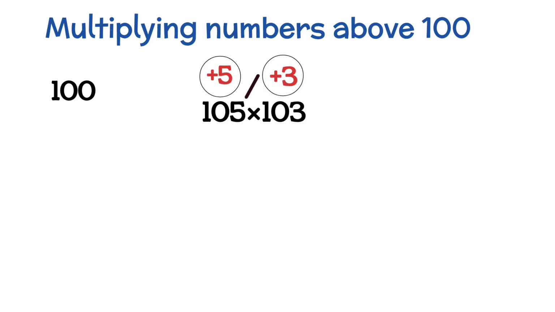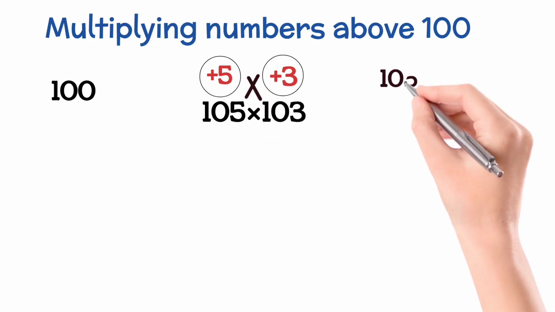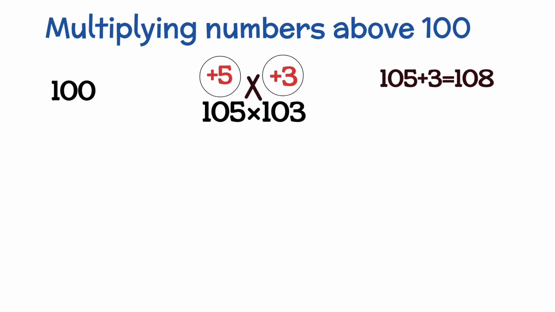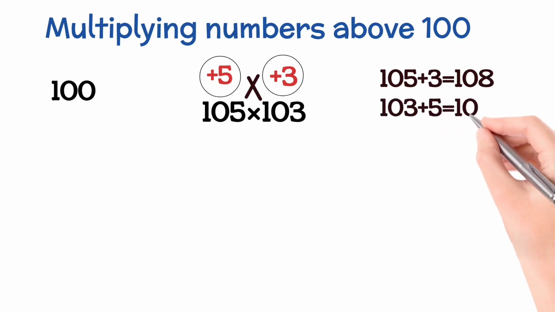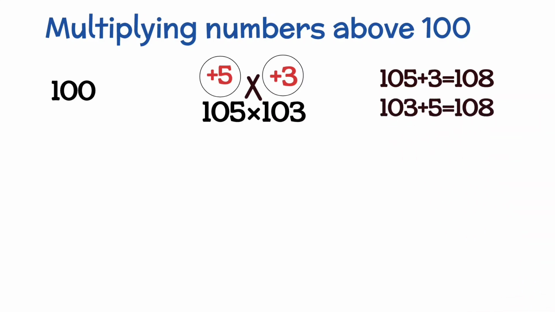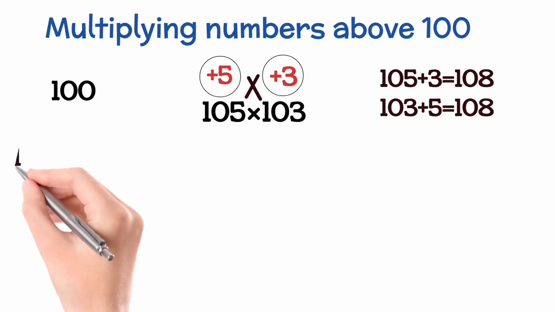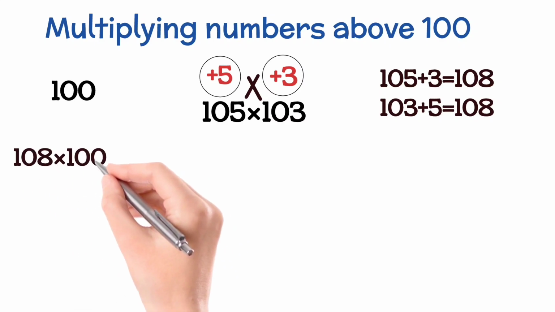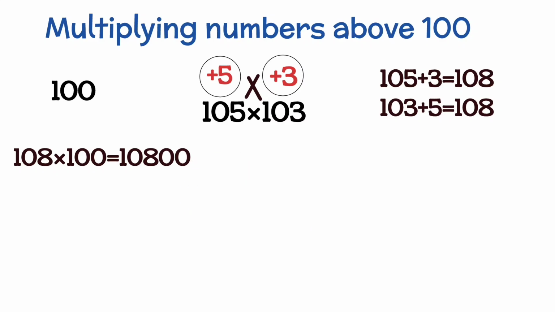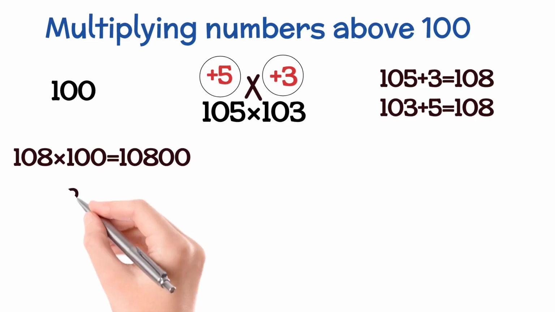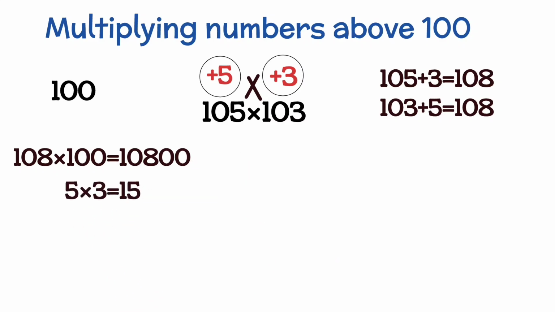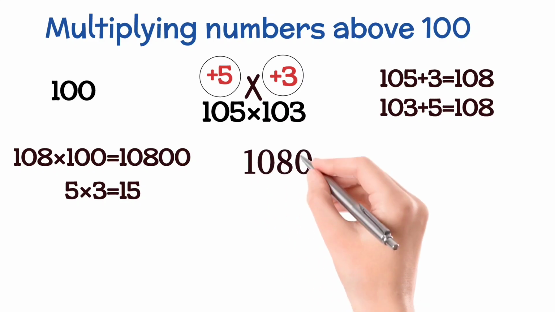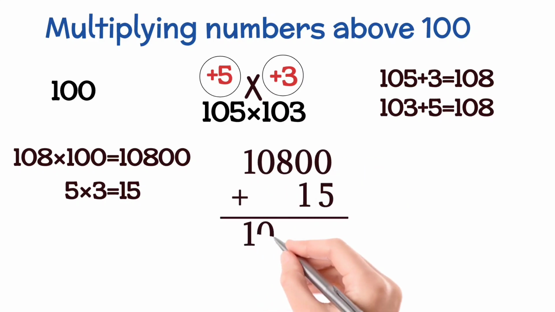Add the numbers diagonally. Then we get 105 plus 3 is 108, and 103 plus 5 is 108. So here also the sum is the same. By multiplying 108 with the reference number we get 10,800. By multiplying 5 and 3 we get 15. So by adding these two numbers we get the final answer as 10,815.